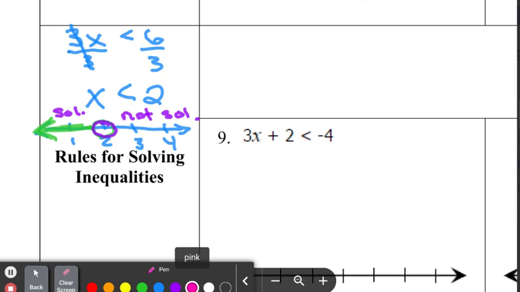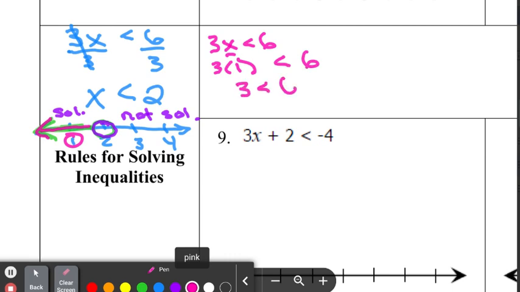I'm going to take my original problem, 3x less than 6. So I'm going to pick a number that's on the arrow. I'm just going to use a 1. So I'm going to substitute that in for x. 3 times 1 is less than 6. So let's see, true or false? Alligator mouth is biting the 6. Well, that's true.